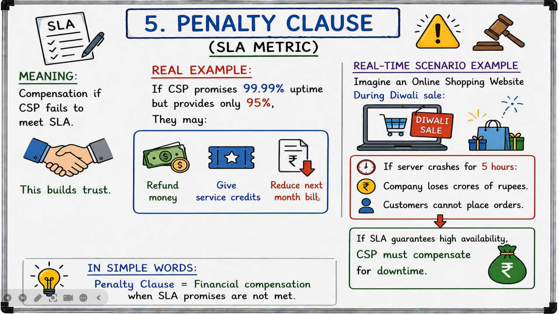Then next is reducing the next month's bill, where the CSP may discount future charges, like a 20% reduction in the next billing cycle. Here the compensation is adjusted automatically, and it is an easy and practical method of compensation. So what does this build? This builds trust. That is, when the CSP includes a penalty clause, customers feel the provider is responsible and reliable. There is security against failure, and the CSP also tries harder to maintain the service quality and builds long-term trust and confidence. So one real-time example or scenario you can see here.